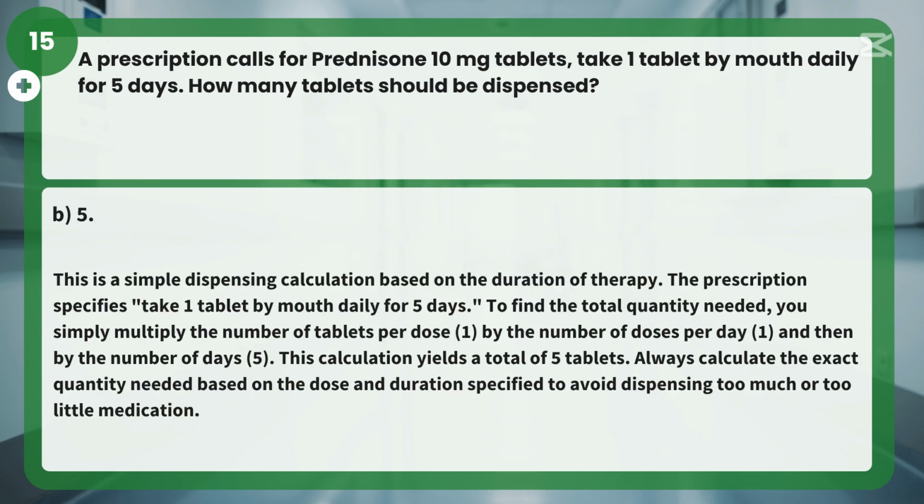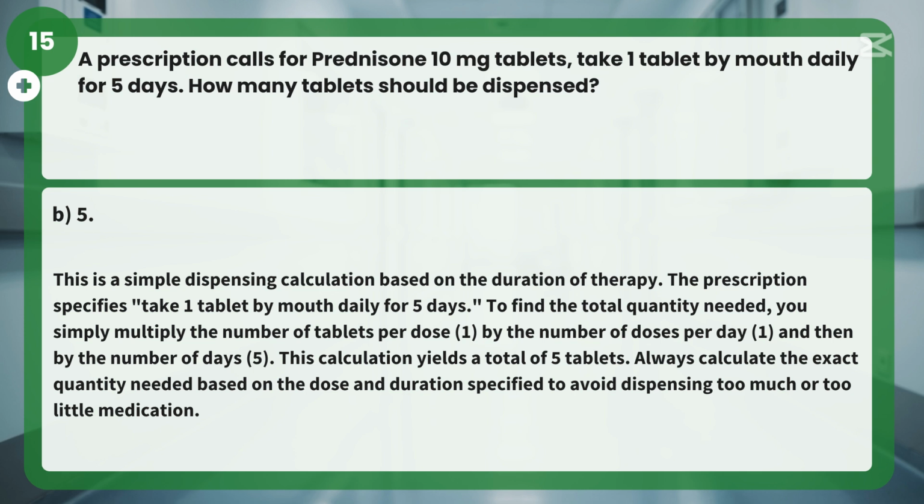Answer: B. 5. This is a simple dispensing calculation based on the duration of therapy. The prescription specifies take 1 tablet by mouth daily for 5 days. To find the total quantity needed, you simply multiply the number of tablets per dose, 1, by the number of doses per day, 1, and then by the number of days, 5. This calculation yields a total of 5 tablets.